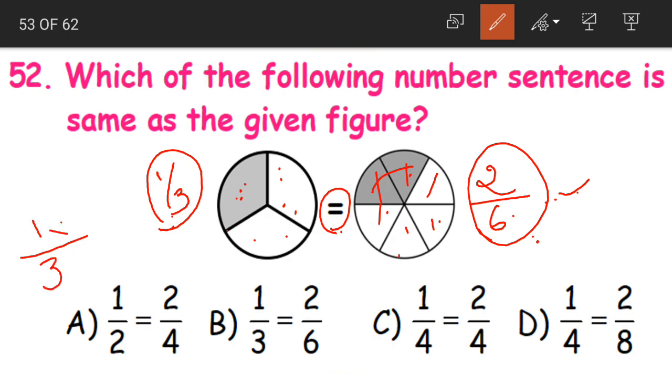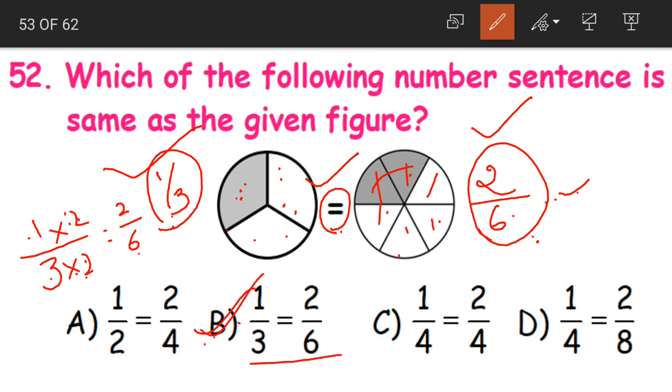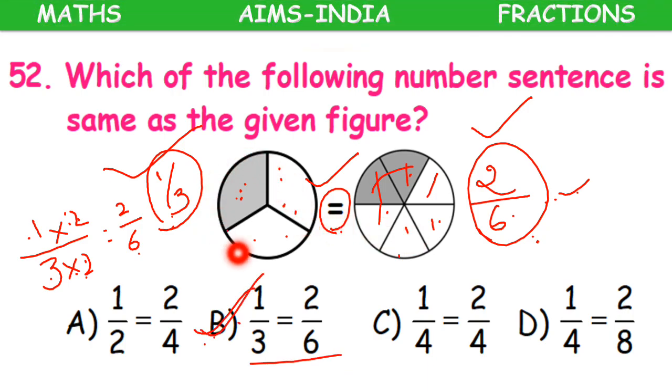See, 1 by 3. When we multiply both the numerator and denominator by 2, we will get 1 2s are 2, divided by 3 2s are 6. Yes, 1 by 3 is equal to 2 by 6. That is nothing but our option B. Understood, children? First we have written the fractions for the given diagrams and then figured out our answer.